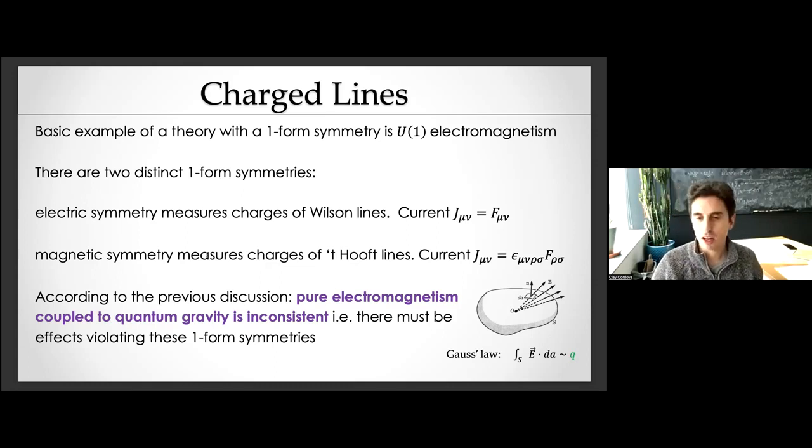Now there's a magnetic counterpart of Gauss's law. We can integrate the Hodge star of F. So we contract F with epsilon and integrate this J. That's also conserved by the Bianchi identity. And it measures the source magnetic charges in the problem. Now, so pure electromagnetism has these two exact one-form symmetries. And if we believe the previous discussion about no exact ordinary or higher-form symmetry in quantum gravity, then we would conclude that pure electromagnetism coupled to quantum gravity is somehow a little bit inconsistent. We need some symmetry violation. So there must be effects violating these one-form symmetries.